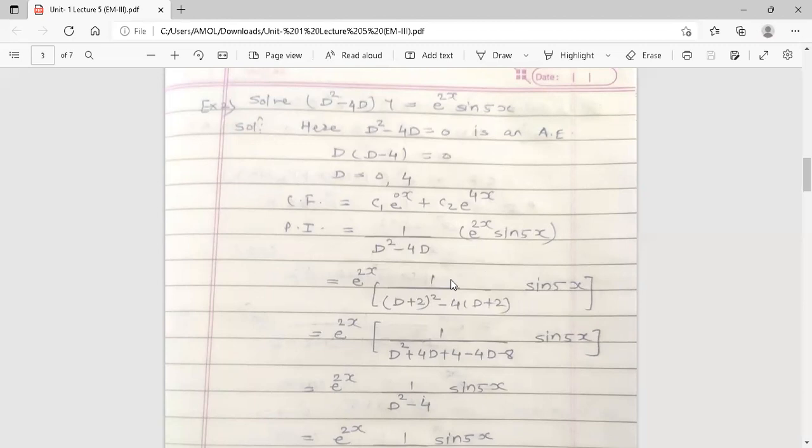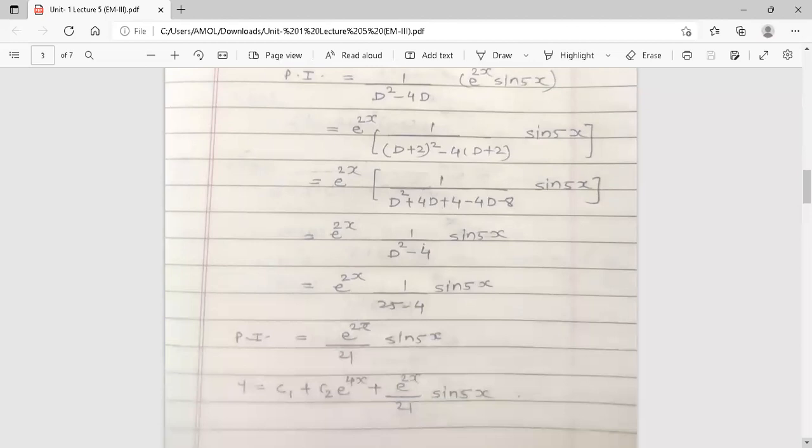Now expand the denominator term (D plus 2) whole square. The expansion of (D plus 2) whole square is D square plus 4D plus 4. The next term is minus 4 into (D plus 2). Solving this bracket, we get minus 4D minus 8. Now simplify this term. Next, e raised to 2x as it is. The simplified denominator is D square minus 4, because 4D minus 4D get cancelled, and 4 minus 8 is minus 4, into sine 5x. So this is the simplified form.